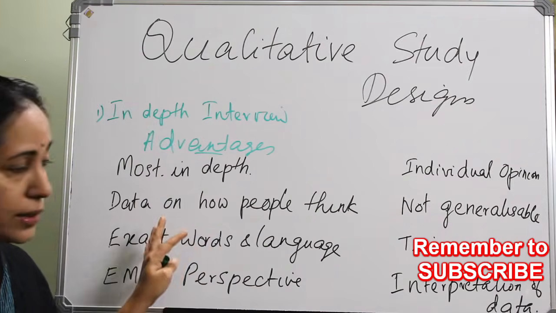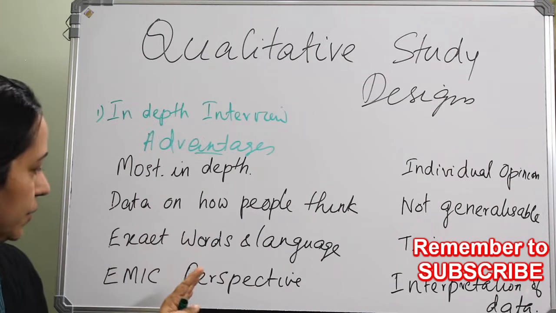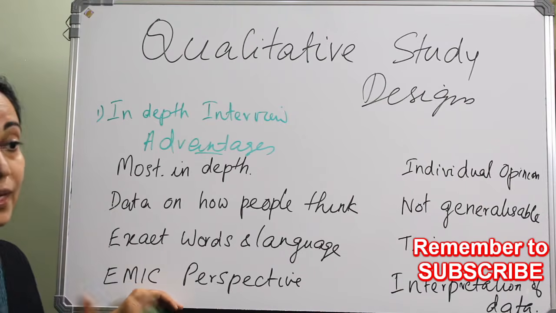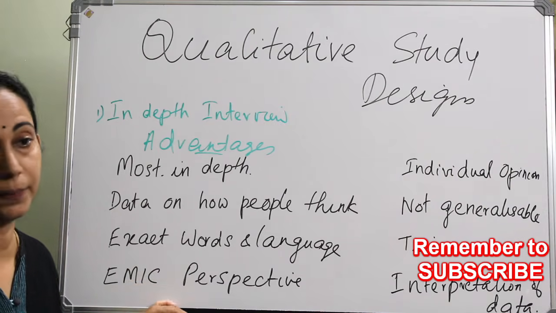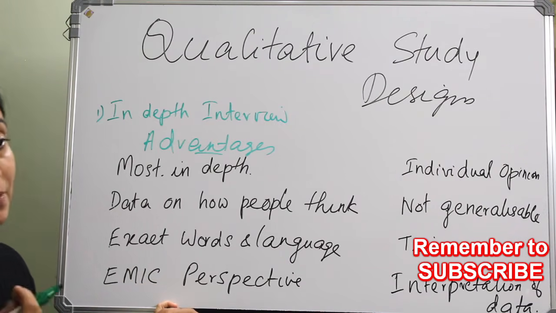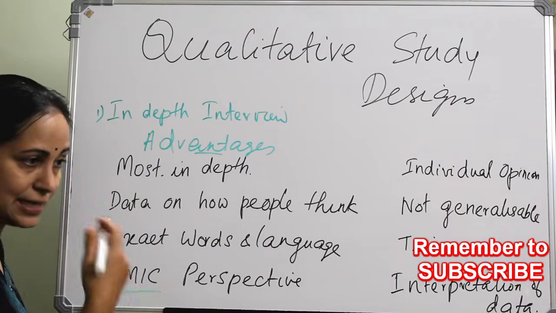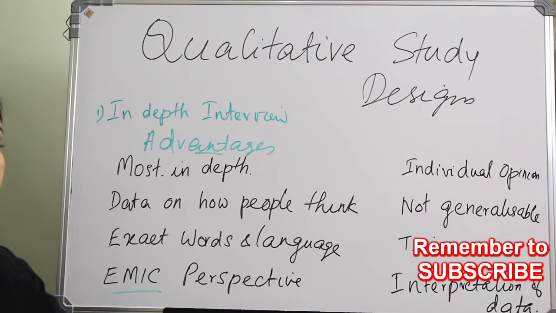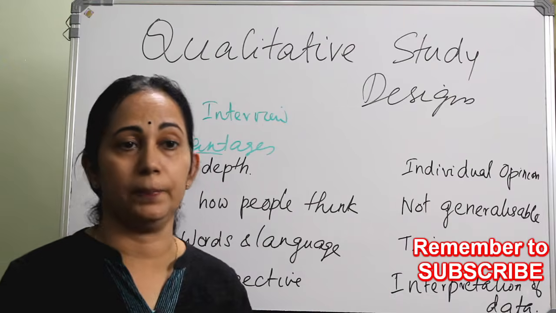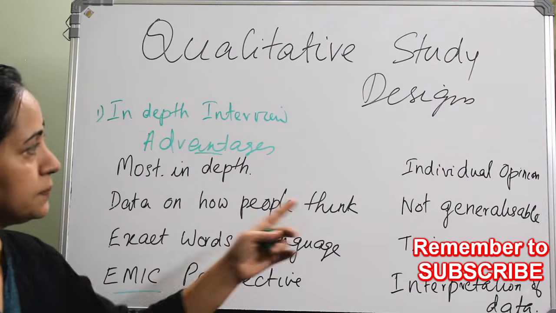But in a qualitative study, by doing an in-depth interview, we get the insiders' perspective, that is the emic perspective. Okay, so that is the main advantage of the in-depth interview, right? The emic, insiders' perspective, that population or that group of people, their perspective we will get.